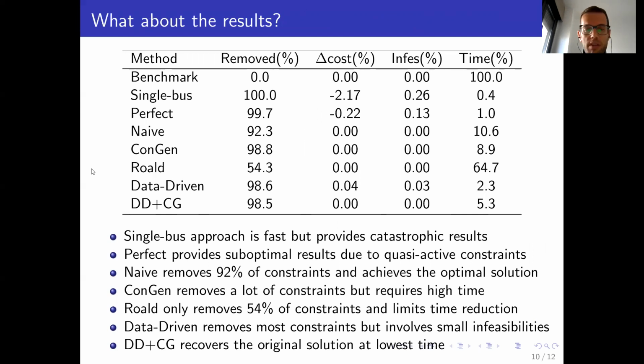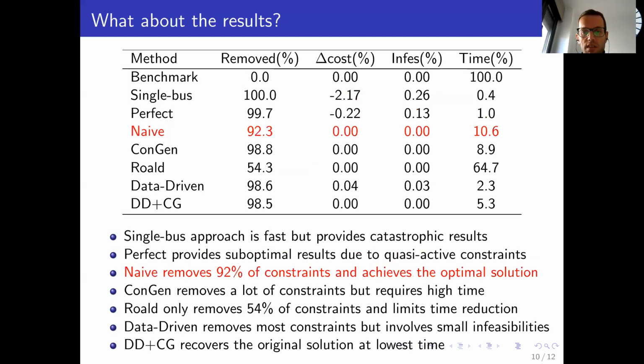So there are some interesting things here. For example, the single bus approach is very fast. It only takes 0.4% of the time of the benchmark. But the results are very bad because you have a lot of infeasibilities and a lot of variation of the objective function. The perfect method is also very fast, but you also have some infeasibilities. And this is precisely because we are removing these quasi-active constraints.